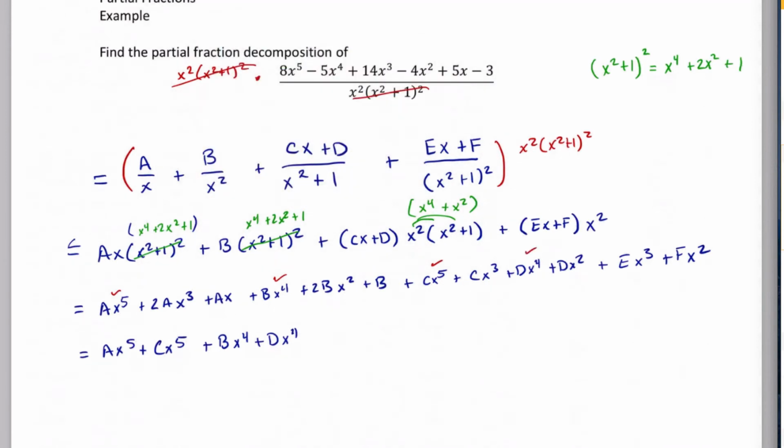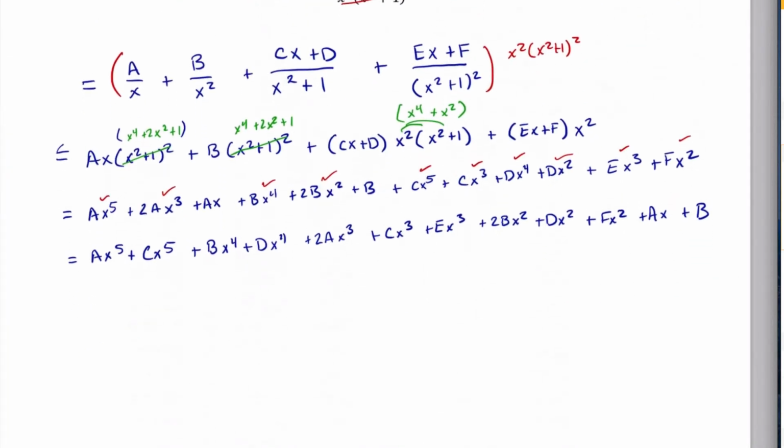And our third powers, we have a 2ax cubed, cx cubed, and an ex cubed. And then squares, 2bx squared plus dx squared plus fx squared. Again, just not a terrible idea. And then, is it just an ax? It looks like just an ax. And then a b.